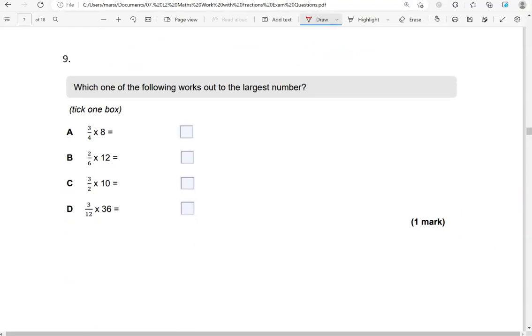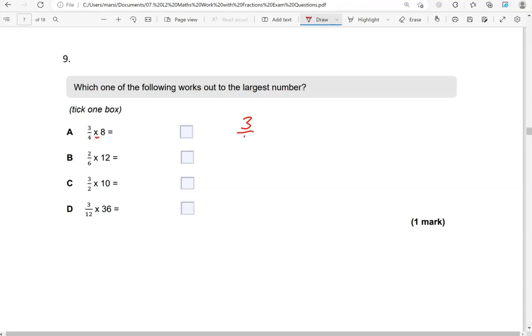Which one of the following works out to the largest number? So 3/4 times 8. So 3/4 times 8, which is also 3/4 of 8. So you could do it both ways, either way. So I could just go through the multiplication route, because we've got multiplication here.